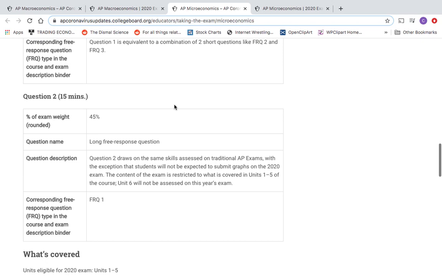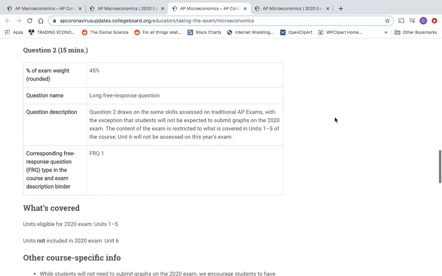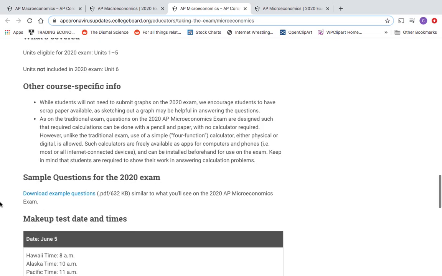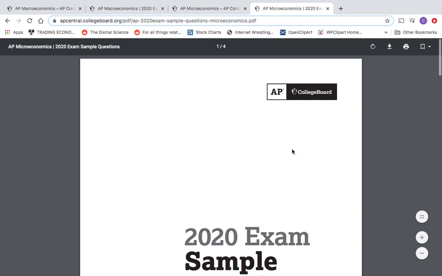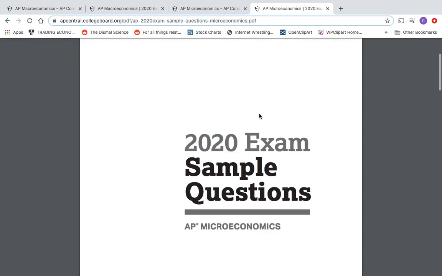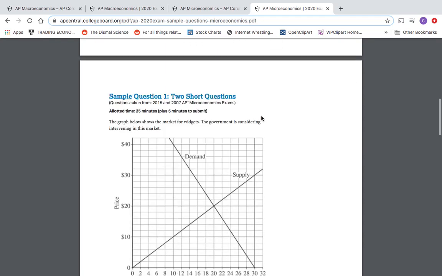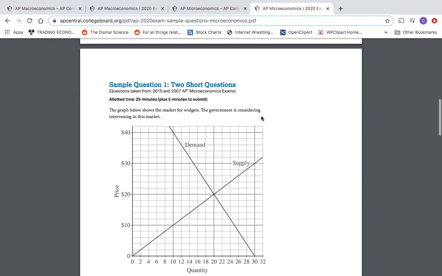You know, it's an awesome way to do a great job on these exams. All right, so click in here, boom, sample questions for the 2020 exam, just so you have an idea of the format. So for the sample questions that the College Board put out for AP Micro, they're drawing on the 2015 and 2007 micro exam questions.